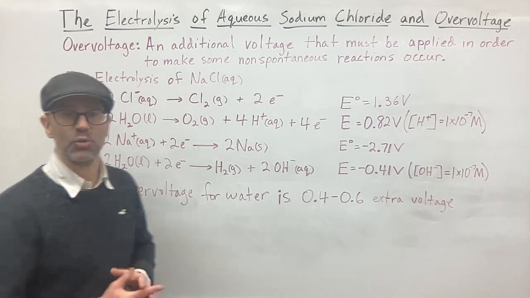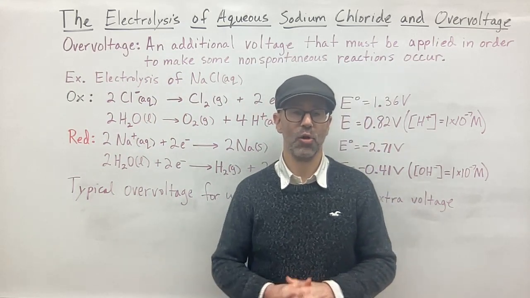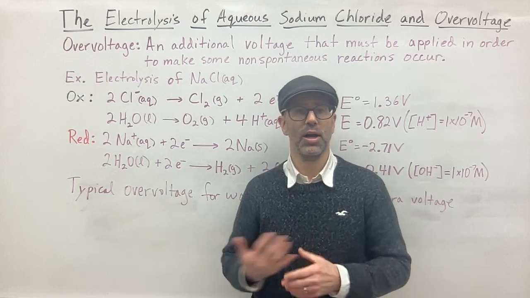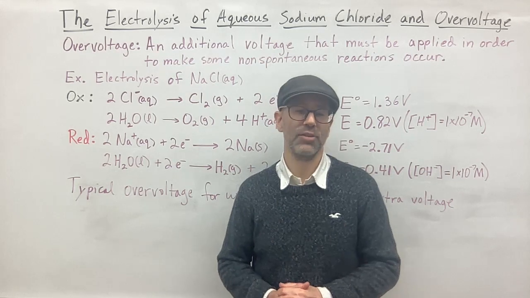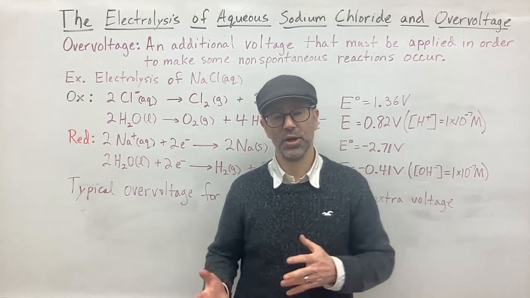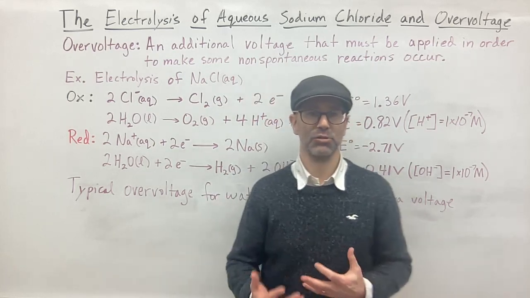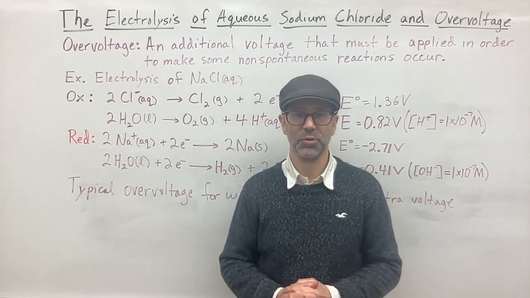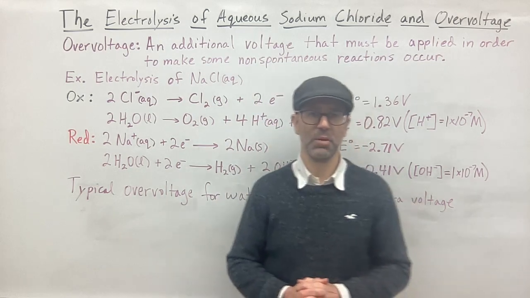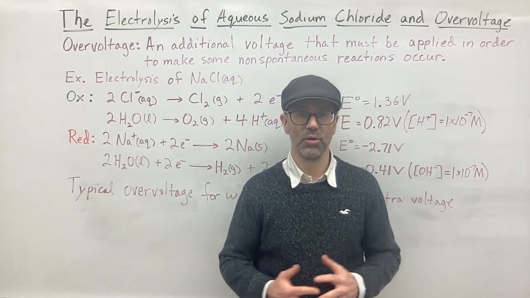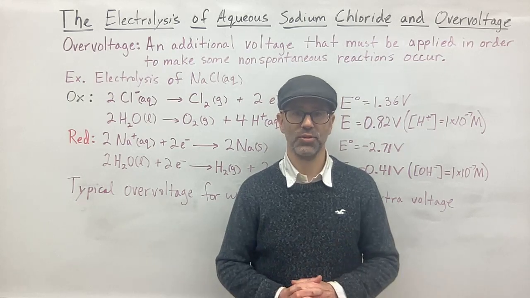So that's something you would need to keep in mind when you're thinking about these sorts of reactions. The oxidation of water or the reduction of water could have an overvoltage along with it, so it may not occur unless you add that additional voltage. Now, whether you get chlorine gas or oxygen gas at the anode in an actual experiment is going to depend on several things. That I won't get into, but overvoltage is something you want to keep in mind when you're thinking through these sorts of problems when you're talking about the electrolysis of aqueous solutions.